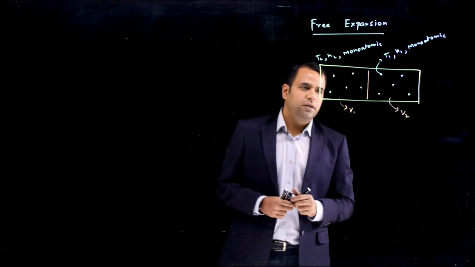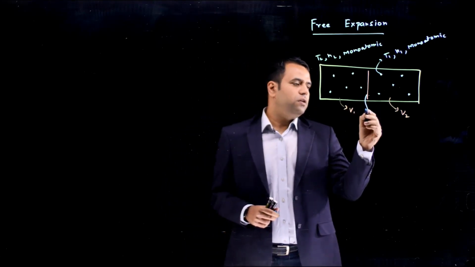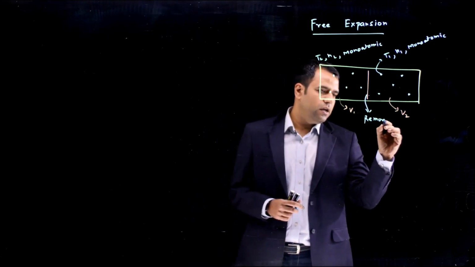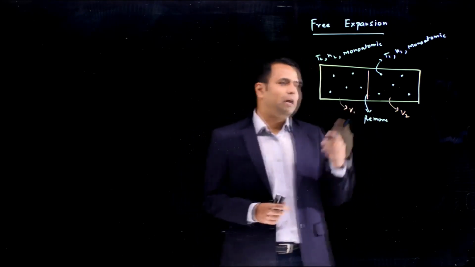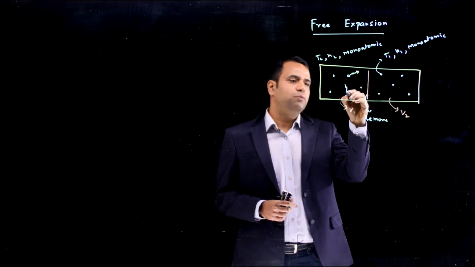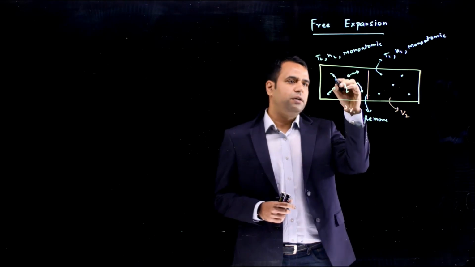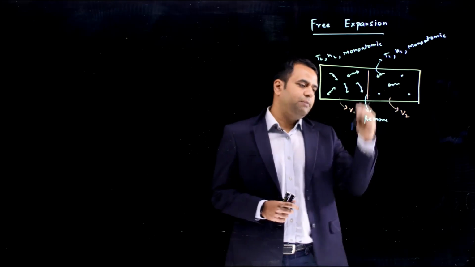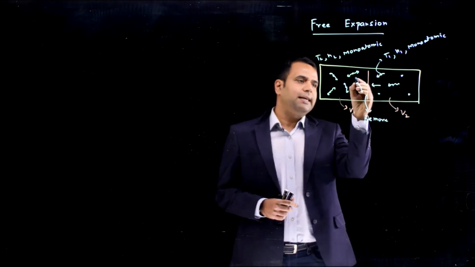Okay. So in this case, if I remove this divider, and I'm not moving it, I'm removing it, what will happen? When this divider is there, these atoms are moving only in their respective chambers. Here also, they move in their respective chambers. So when I remove this, these atoms will move on to this side and these atoms will move on to this side.